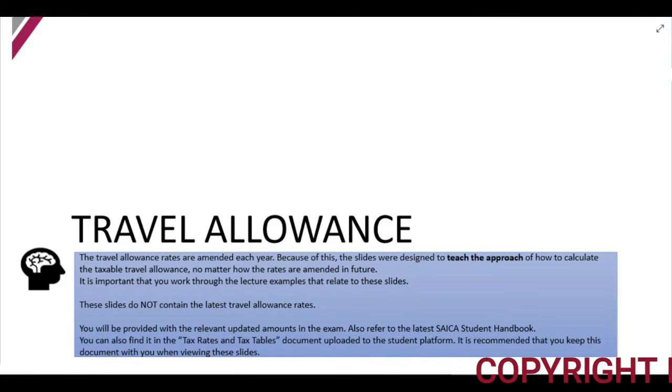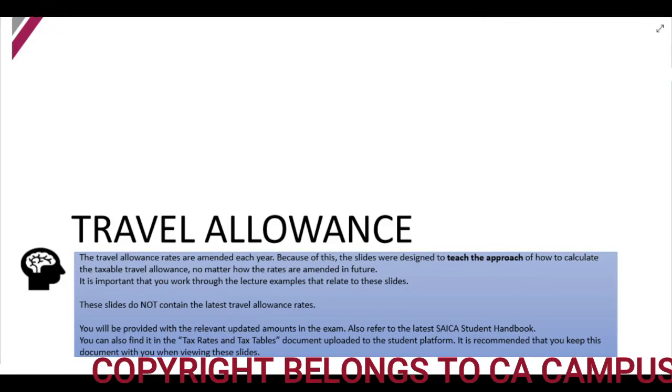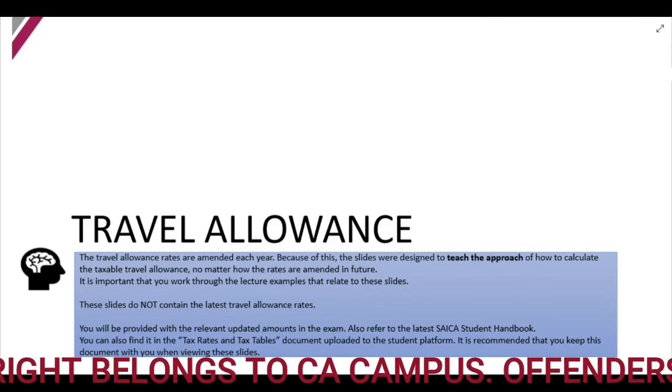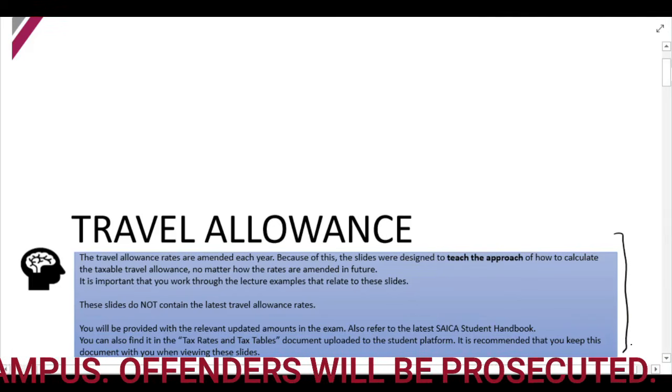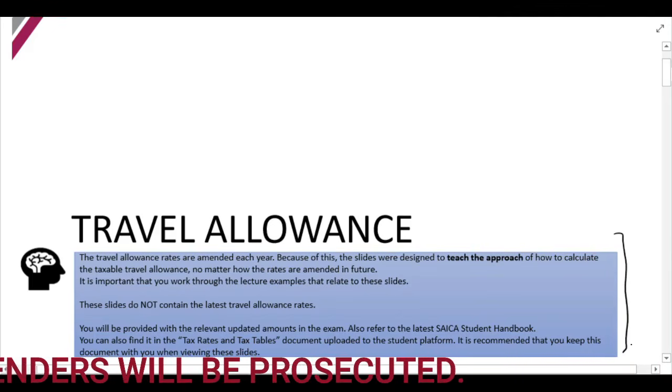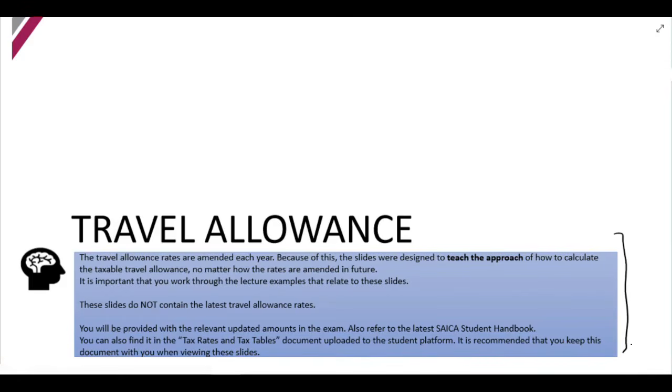We are now going to be looking at travel allowances. Now, before continuing with the rest of the slides, it's just important for you to note that to really understand my approach that I'm going to follow with the travel allowances, you have to use these slides in conjunction with the actual lecture examples. These slides are not going to contain the most up-to-date amounts in terms of the travel allowance tables.